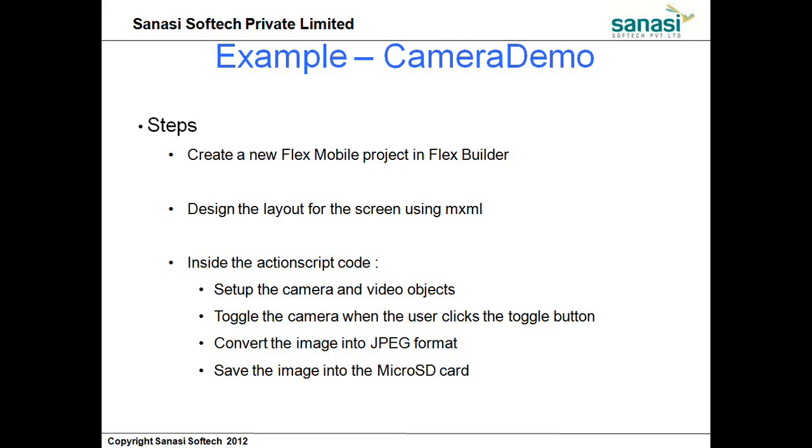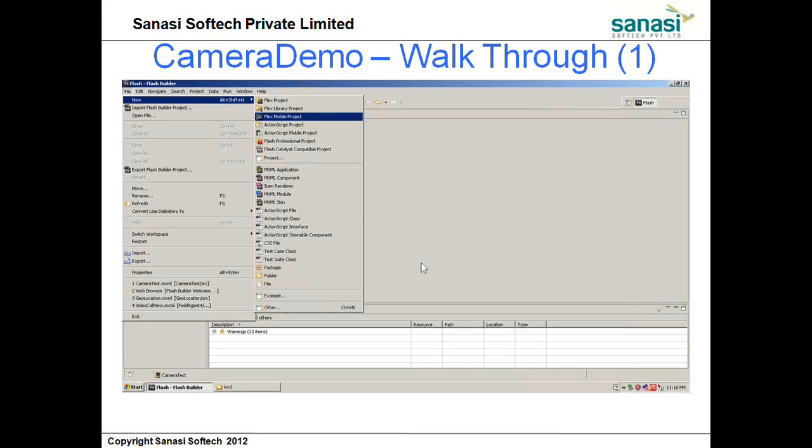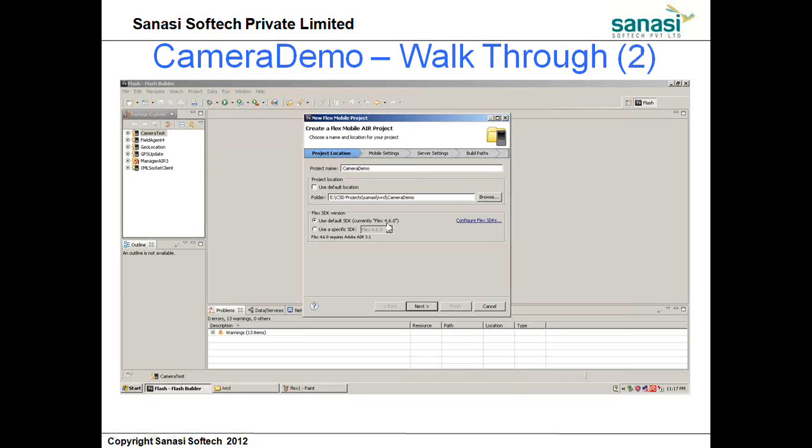All right, so a quick look at how the screen looks. You start up the Flex Builder application, then you click on File, New, Flex Mobile Project. Then on the next screen, you're supposed to mention the project name and the path to the project, and if you prefer any particular version of the SDK, the Flex SDK, I mean to say. In this case, it's going to be 4.6.0, the latest.